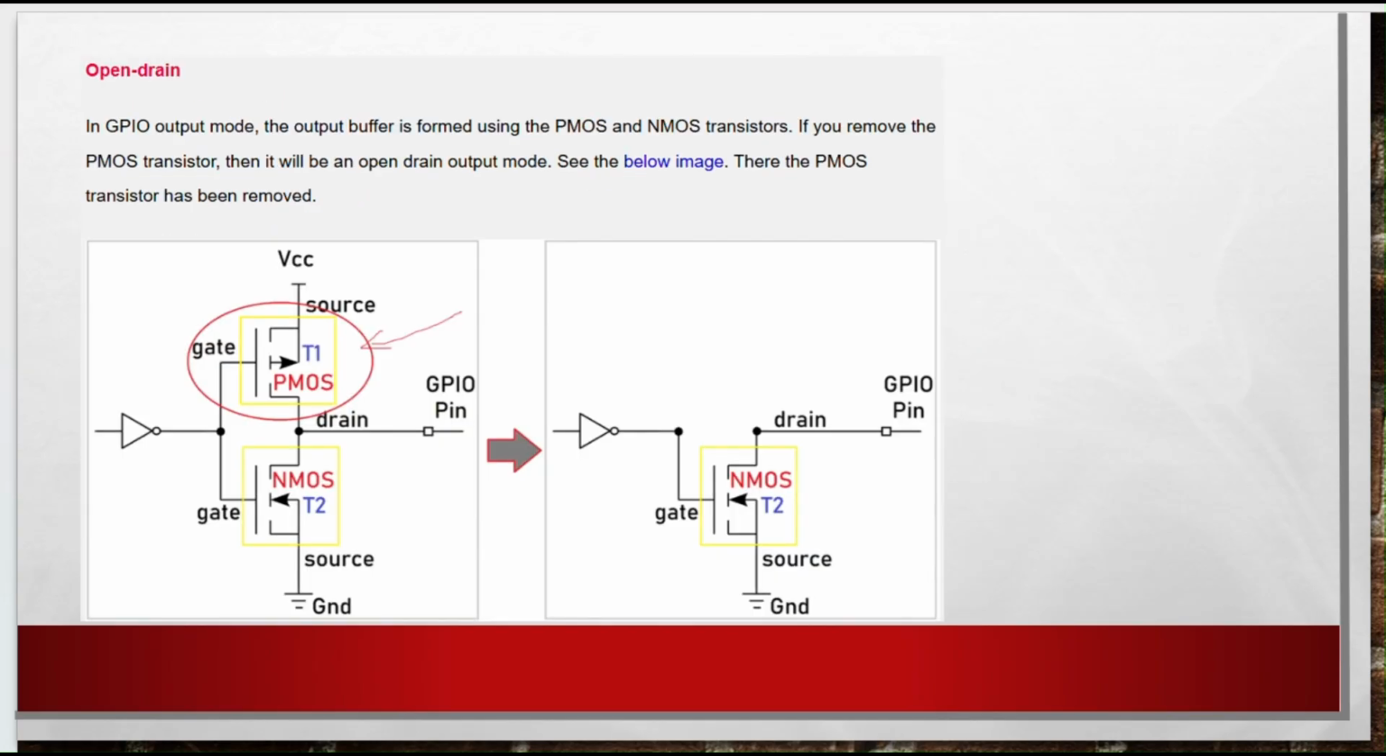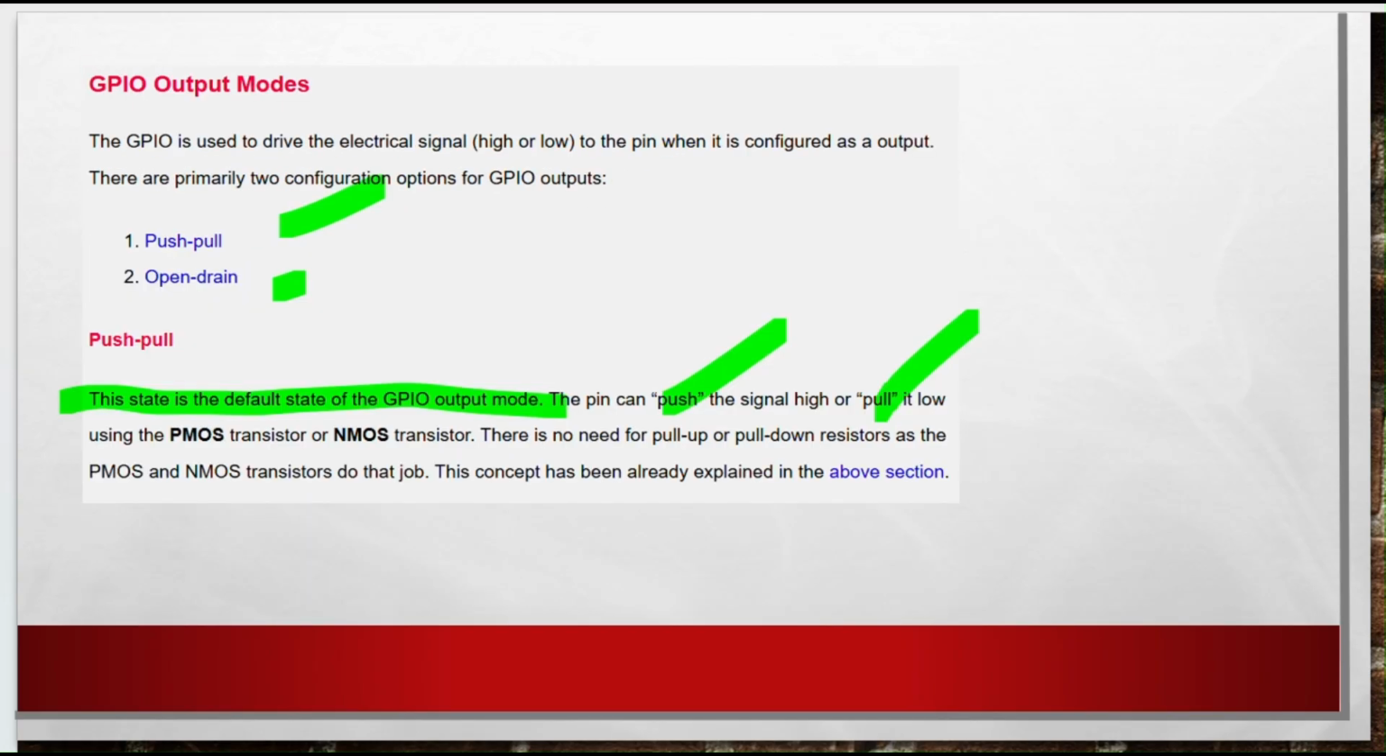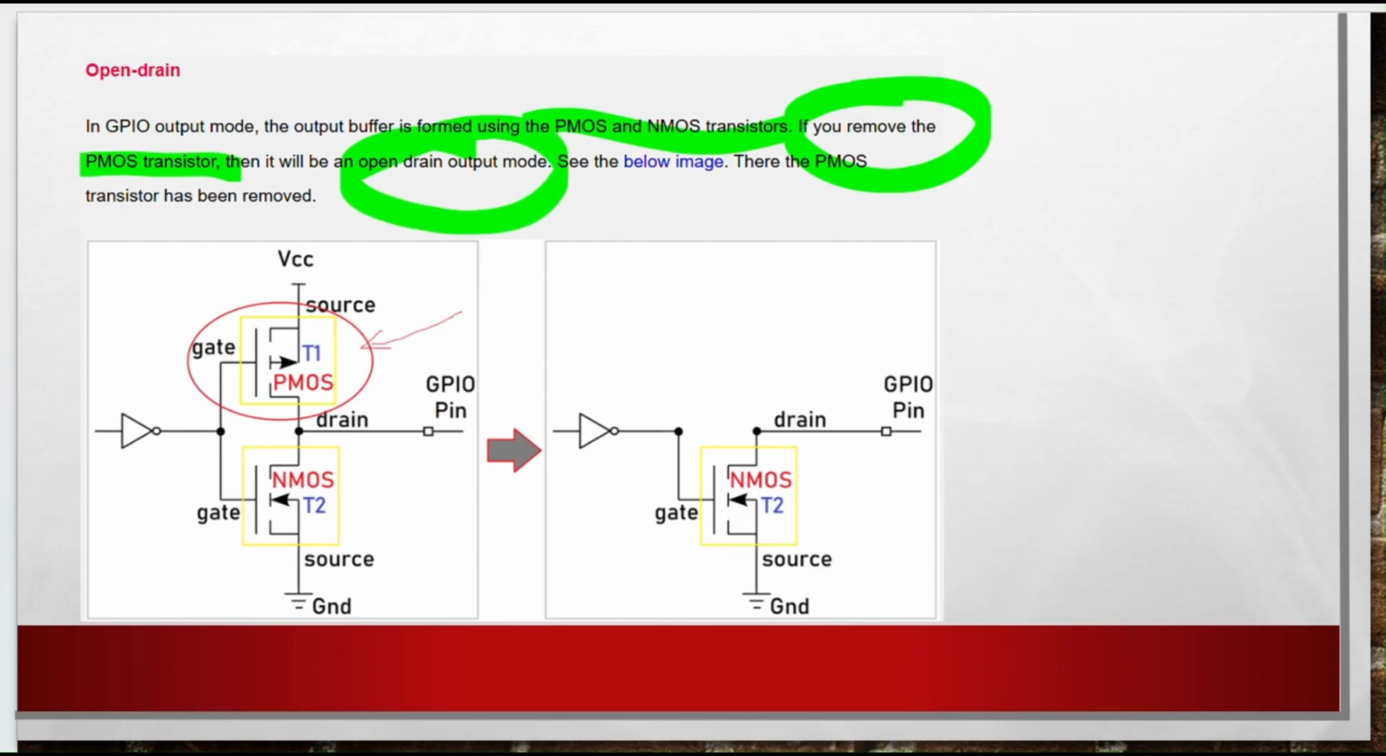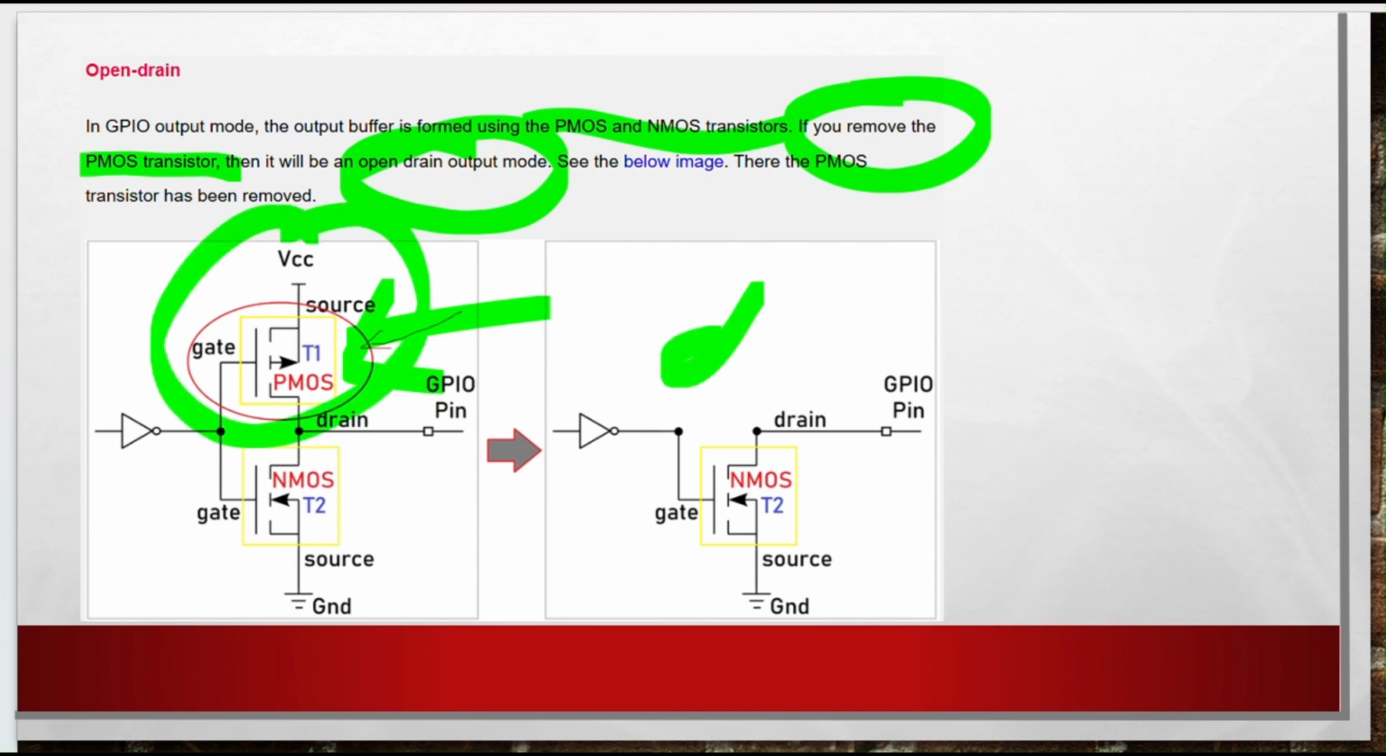Okay, now open drain. Push pull is the default, we checked it previously. And now the open drain. In open drain GPIO output mode, the output buffer is formed using PMOS and NMOS transistors. But if you remove the PMOS transistor, then it will be open drain output mode. See here, no PMOS. So this is called an open drain pin.